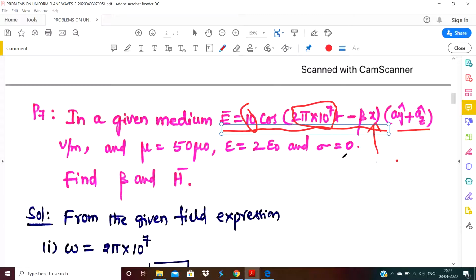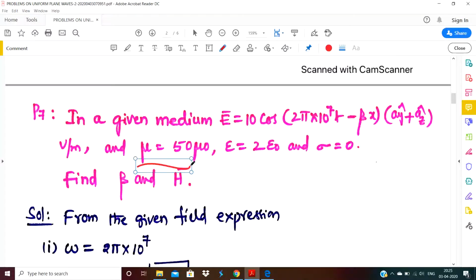From the given expression and the given values, mu equals 50 into mu naught, and similarly permittivity is 2 into epsilon naught, and conductivity sigma equals 0. We have to calculate the phase constant beta and H. Understanding the given problem, they have given the electric field intensity and medium constants, and we need to calculate the phase constant and magnetic field intensity.